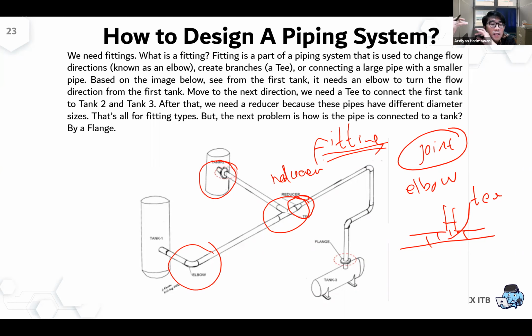Okay. Beside elbow, reducer, T, and flange, we also use valve. Anyone knows the function of valve?